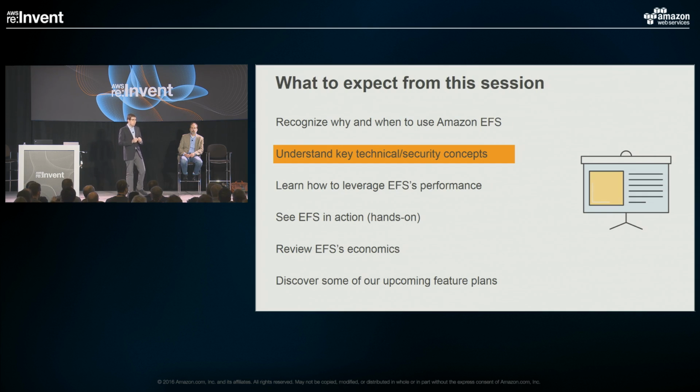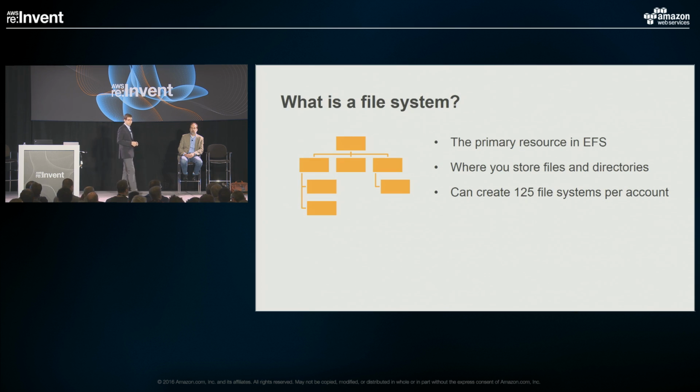Okay, so let's talk briefly about some key technical and security concepts. Let me start with a definition. The fundamental EFS resource is a file system. And that's where you store your files and your directories. And you can create 125 file systems per account.